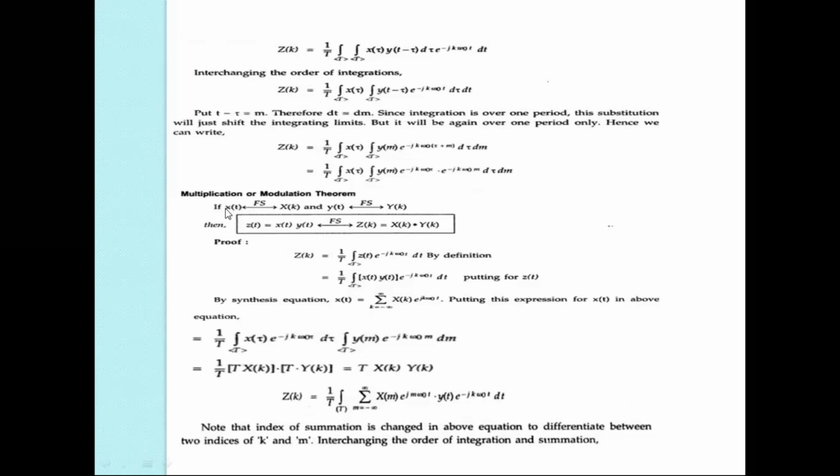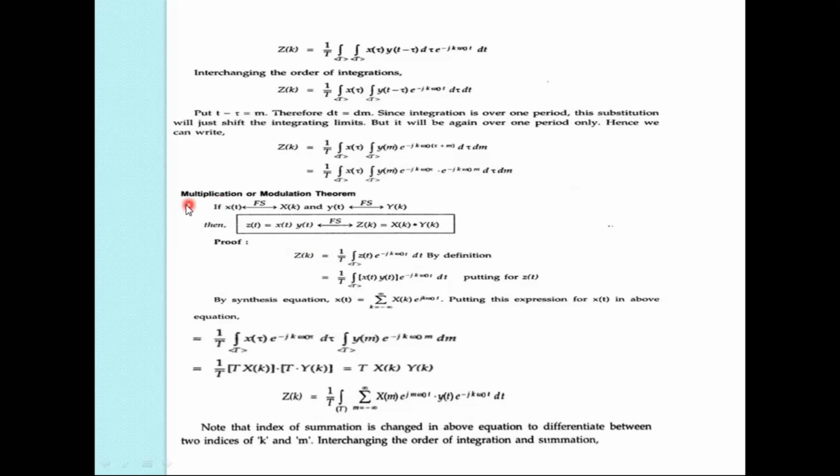The statement says that if x of t has Fourier series coefficients x of k, and y of t has Fourier series y of k. Now observe here, the time is multiplication. What is the frequency here? Frequency is convolution. Previously, in the convolution property, time is convolution and frequency is multiplication, X of k, y of k, with the T, capital T, the time period.